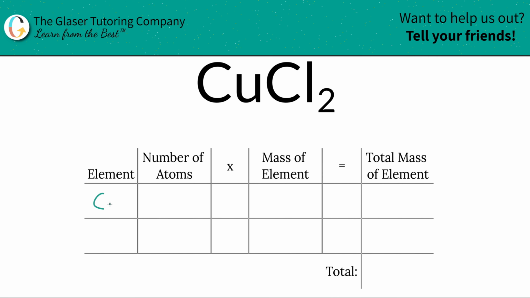So we see copper, Cu, and we see chlorine, Cl. Next is then to write down the number of atoms of each. At the bottom of copper, there is a 1. So that means there's 1 copper. Chlorine, there's a 2. So the subscripts are what are going to tell you the number of atoms.